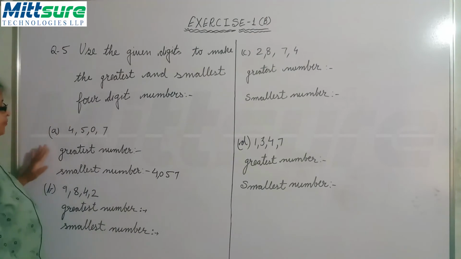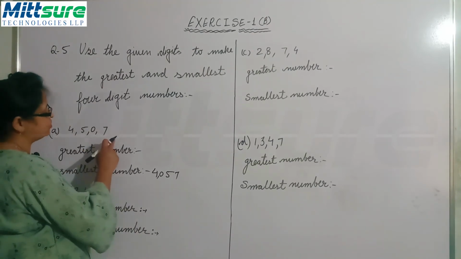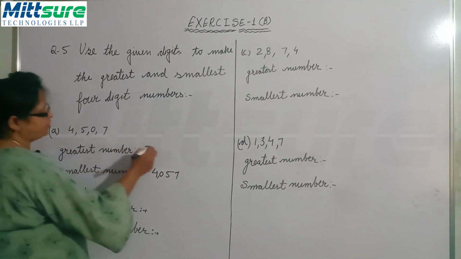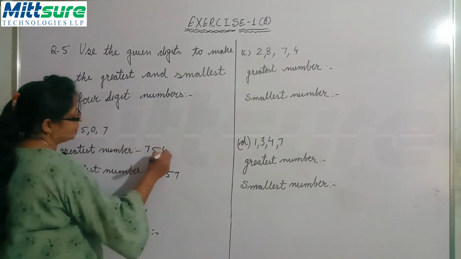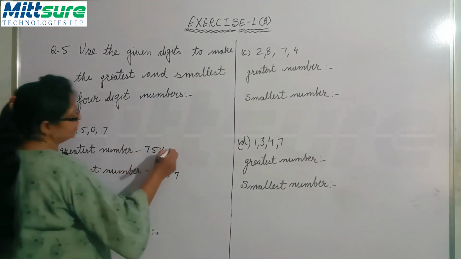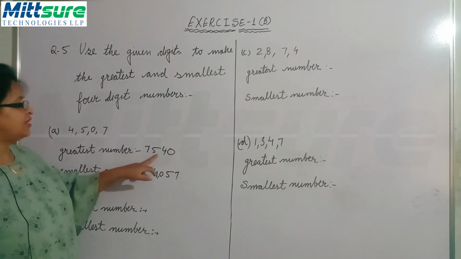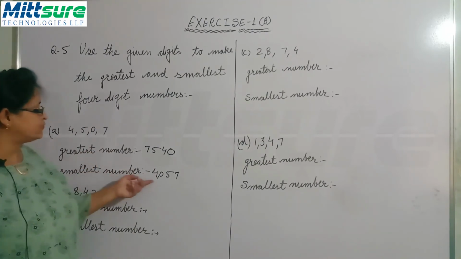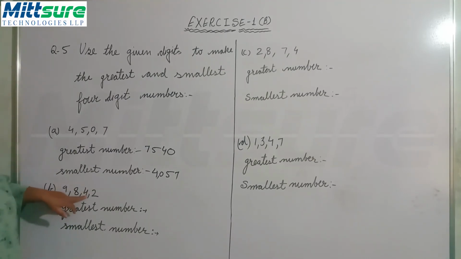And when we arrange the greatest number, we have to arrange these digits in descending order. So the greatest digit is 7, the smaller than 7 is 5, the smaller than 5 is 4, and the smallest is 0. So 7540 is the greatest number, and the smallest number is 4057.